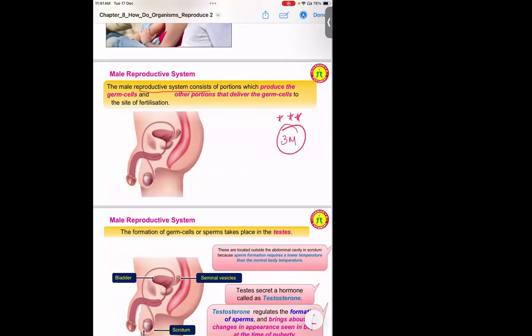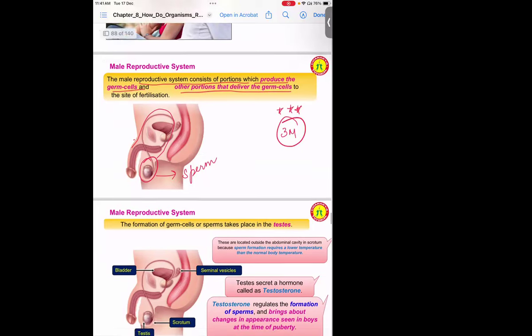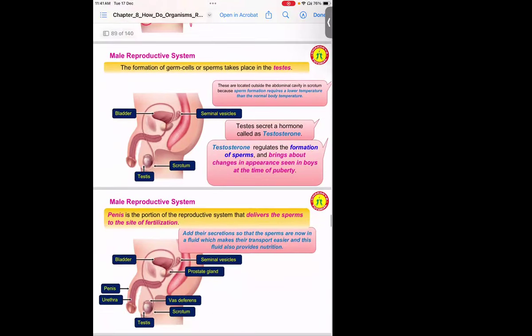The male reproductive system consists of the portion which produces the germ cells and the other portion that delivers the germ cells. Here they produce the germ cells, which are the sperm, and through the remaining part, they transfer it to the site of fertilization. Clear? So let's see the different parts present. The formation of germ cells, or sperm, takes place in the testes. Very important part.